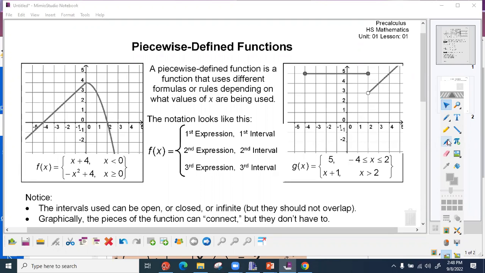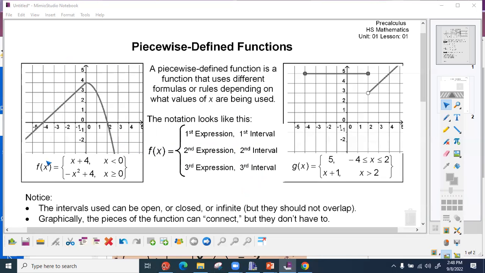Okay? All right, so yesterday you should have learned that a piecewise defined function is a function made up of different formulas or rules, depending on what x is, okay? How that works is that you have an expression and its interval, another expression and its interval, another expression and its interval. A piecewise doesn't have to be 3 pieces, it's 2 or more pieces, okay? And they do not have to connect.